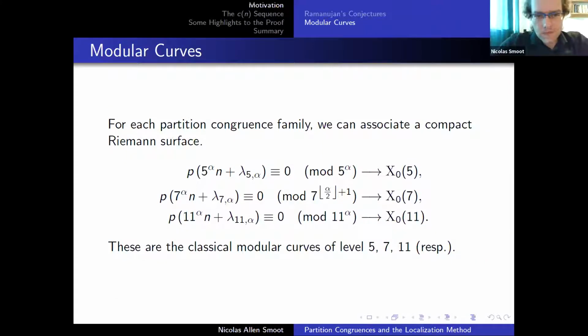Now, the connection of this to the partition congruence families is that for each of these partition congruence families, we can associate a certain compact Riemann surface. You can probably guess why. Those L alphas that I showed you earlier, they're modular functions, and they correspond to functions over a given modular curve. So the congruence family for powers of 5 is associated with X0(5). And for powers of 7 and 11, the very natural modular curves you expect.